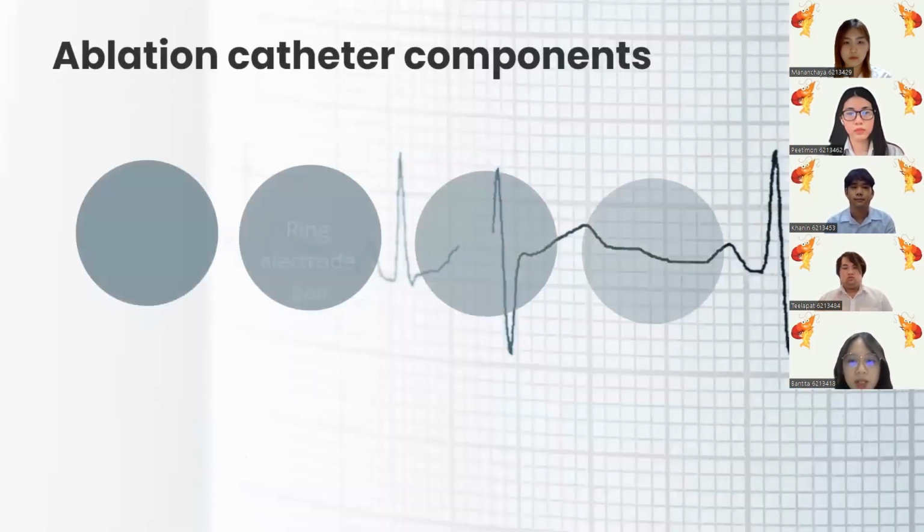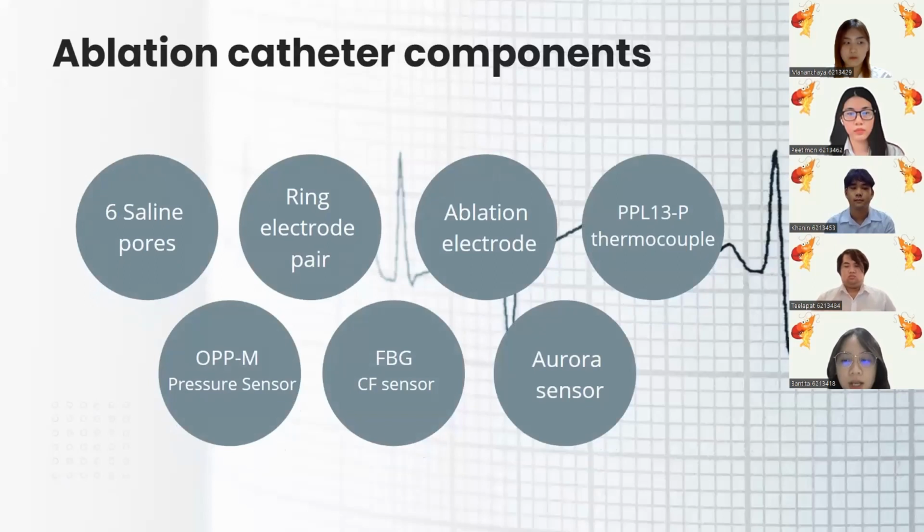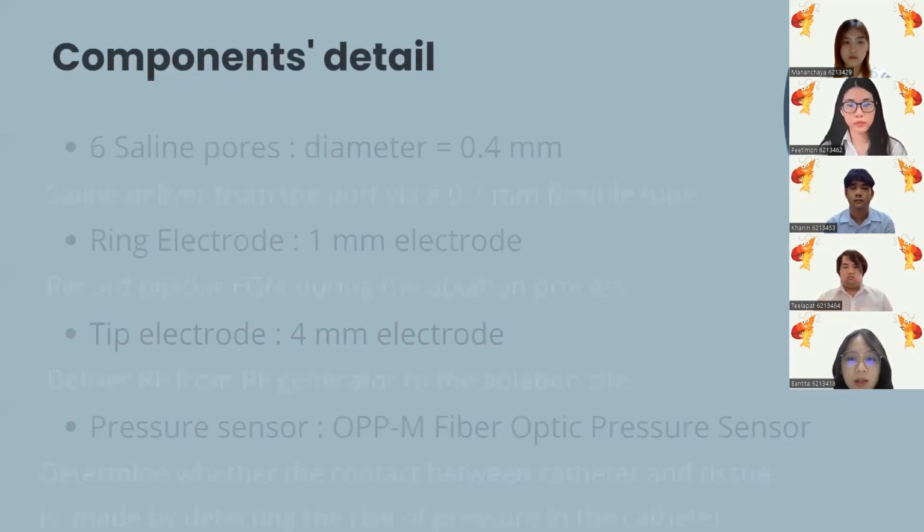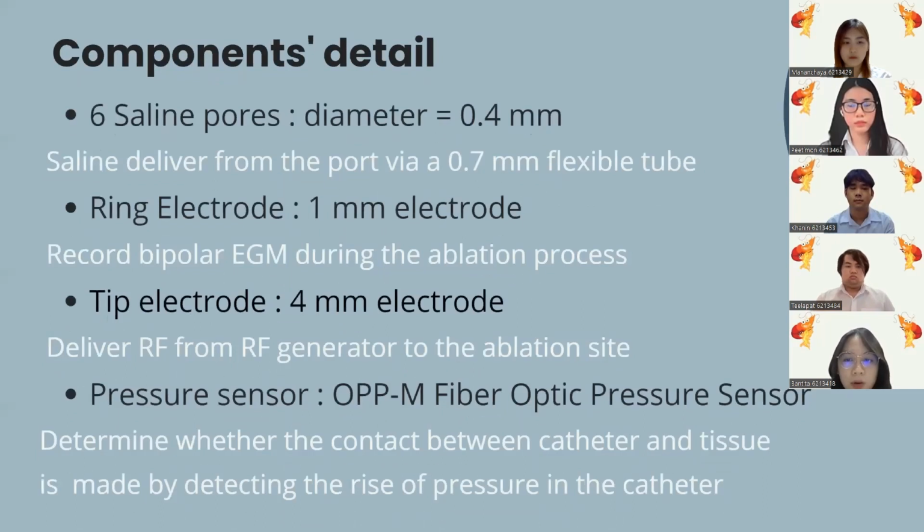To go into more detail on the ablation catheter, there are about 7 components within the catheter, as you can see on the slide. We will go into detail on the next slide. First, we have 6 saline pores at the catheter tip with a diameter of 0.4 millimeters. The infused saline is sent from the saline port to the tip via a flexible tube with a diameter of 0.7 millimeters. The saline flow rate is about 10 to 30 milliliters per minute. It is used to cool the catheter tip during the ablation.